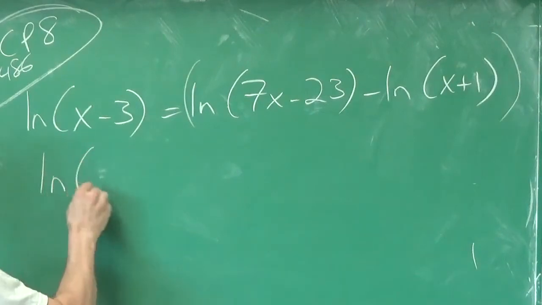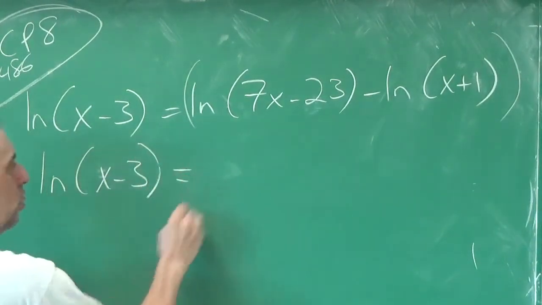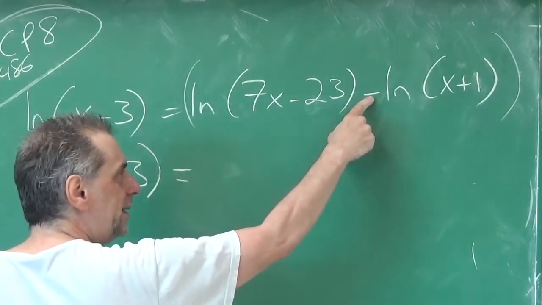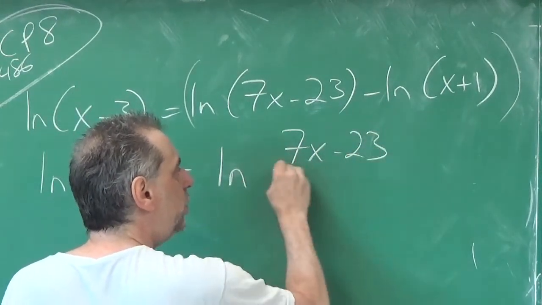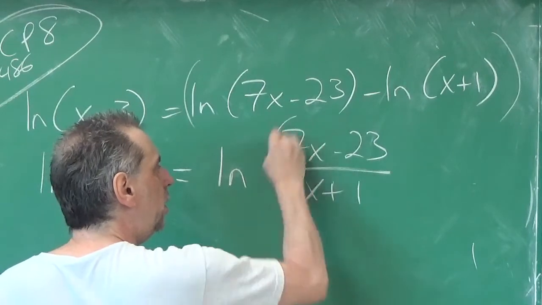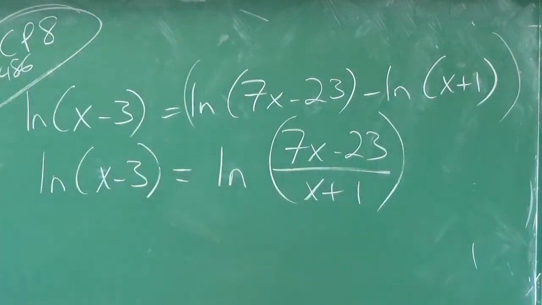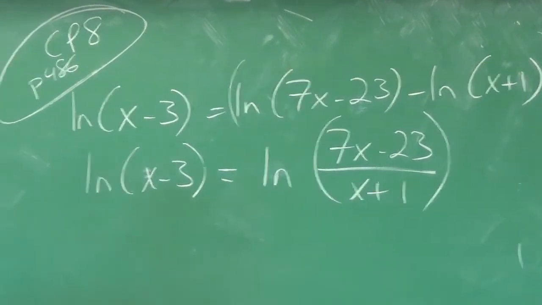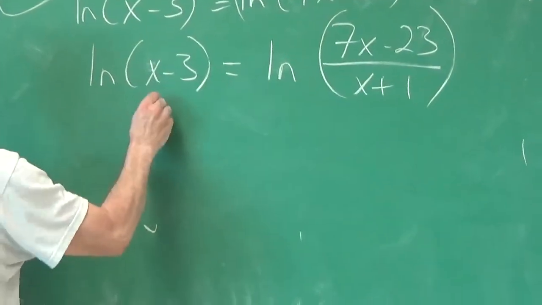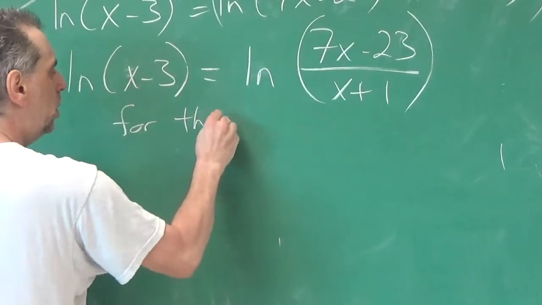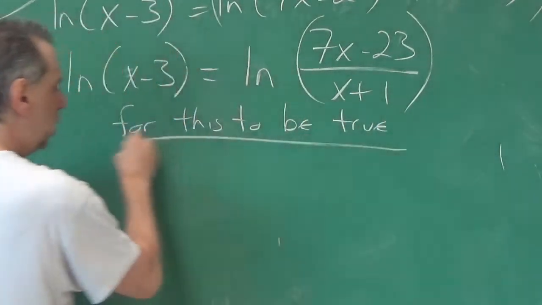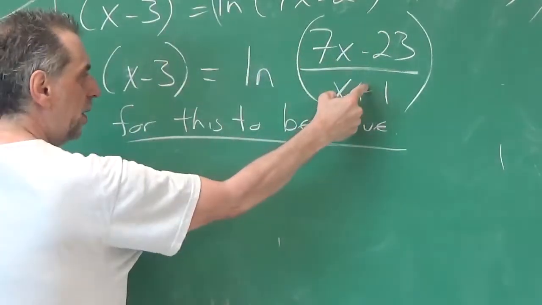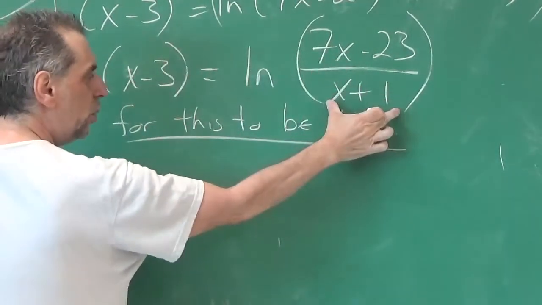So this doesn't change. Now over here, using the quotient rule, because it's negative, we're going to get the natural log of this numerator over this denominator. Right? So that's the quotient rule. Now we have the one-to-one property. For this equation to be true, well, this has to equal this, right? This part here has to equal this part here.